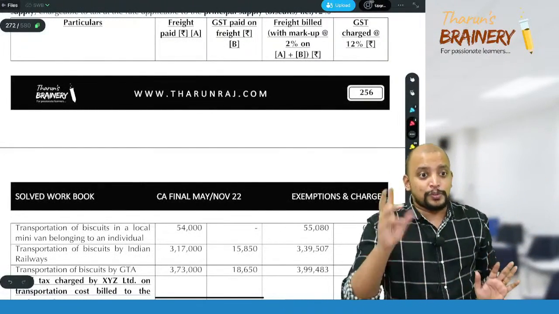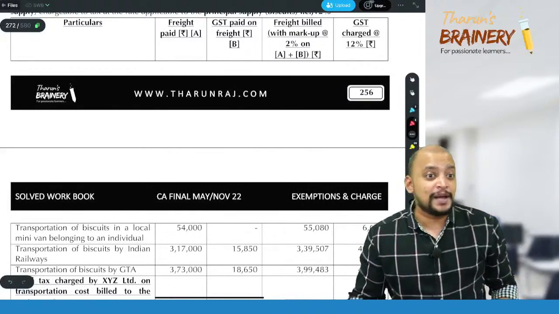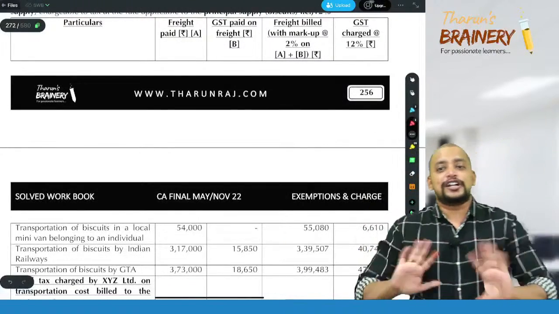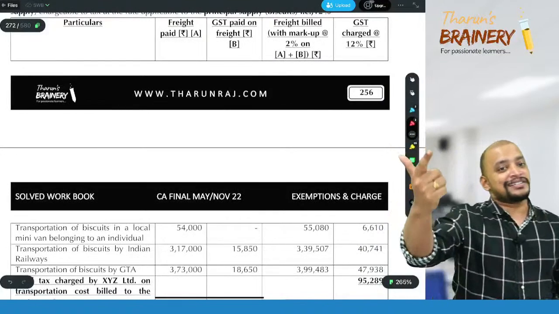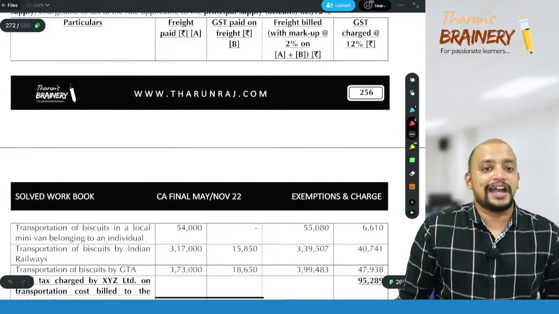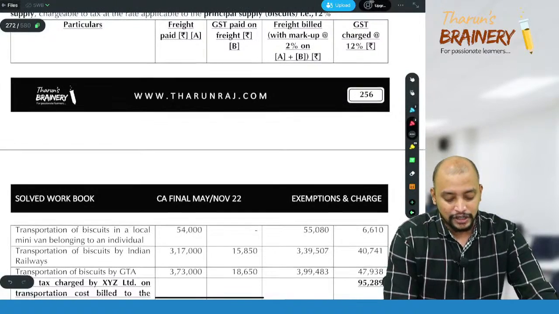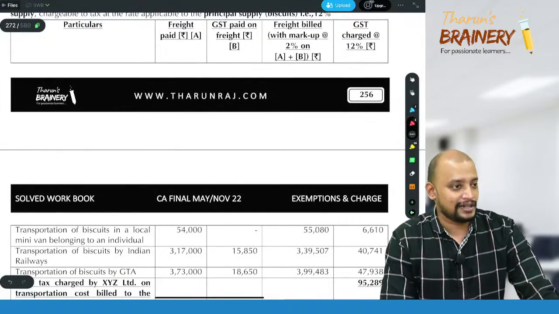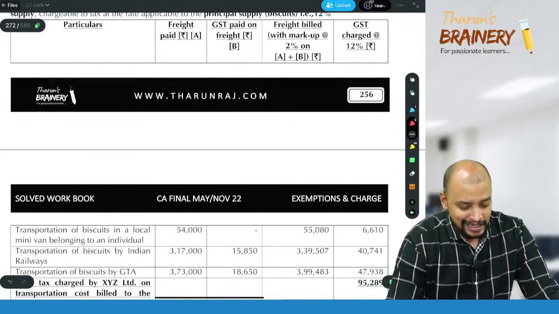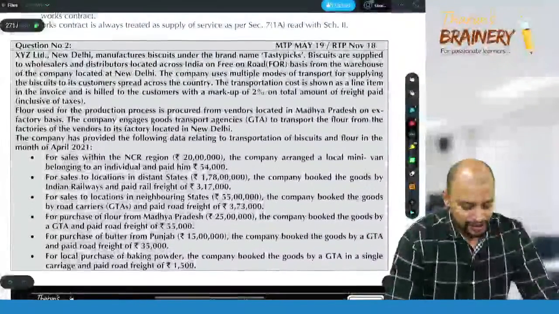54,000 plus 2% now becomes sale of biscuits. Now it is not transportation service, sale of biscuits taxable at 12%. So under that category it will be taxed. Understood? 54,080 into 12%, 6,610. Okay? Like that. Second transaction you need to tell.